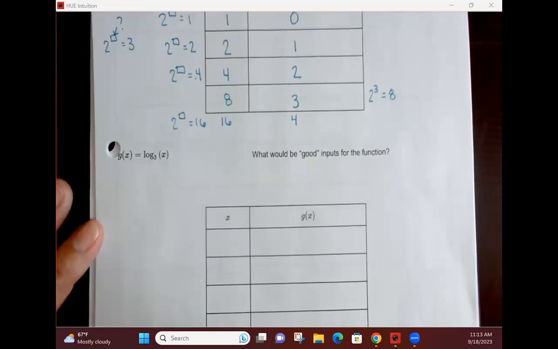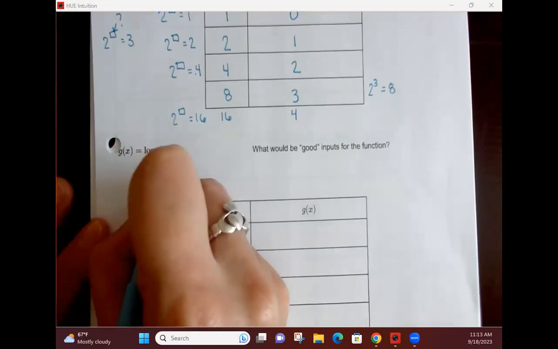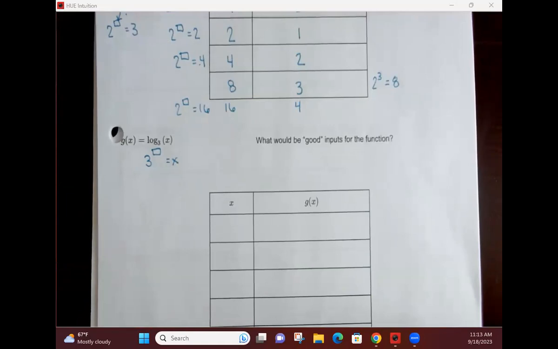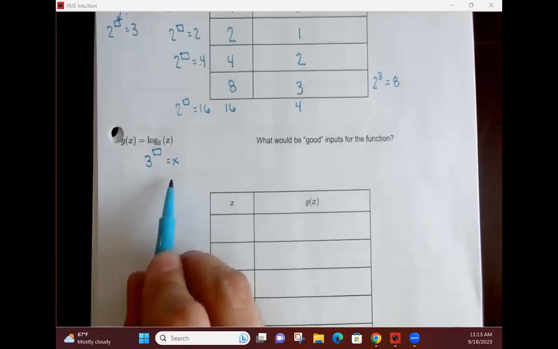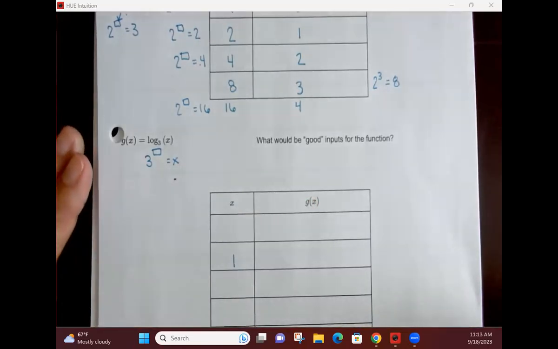How about log base 3 of x? This would be 3 to some power equals x. What are some reasonable things I could pick for x? What might be a nice value? I would not want 0. We'll talk about that in just a second. Remember, x is not the exponent. If I use 0 as the exponent, what would I get for x? 1. 1 would be a good value. What else would be good?